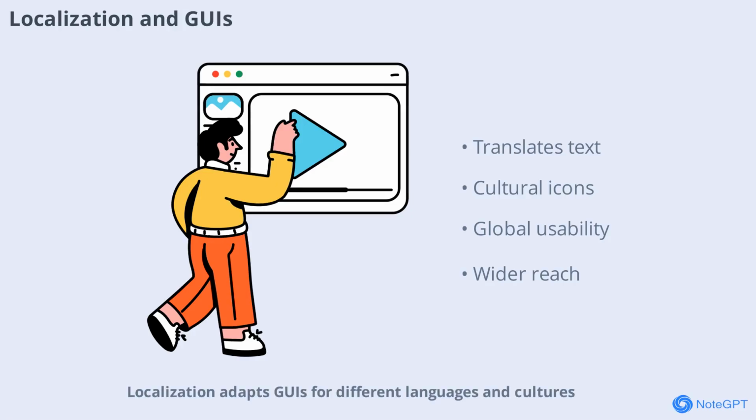Localization adapts GUIs for different languages and cultures. This includes translating text, adjusting layouts, and using culturally appropriate icons. Localization ensures that software can be used and understood by people all over the world.